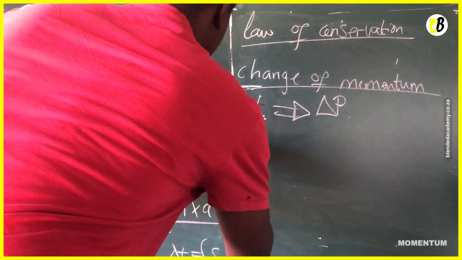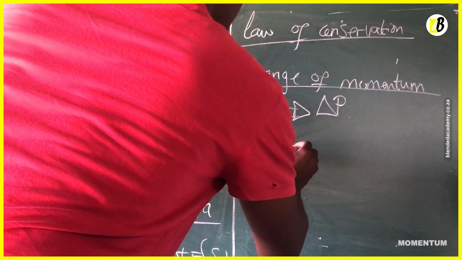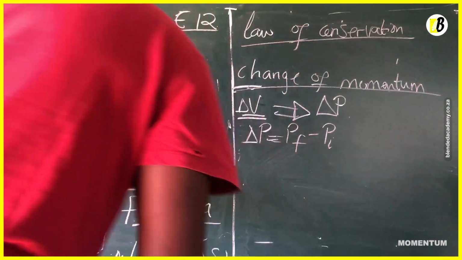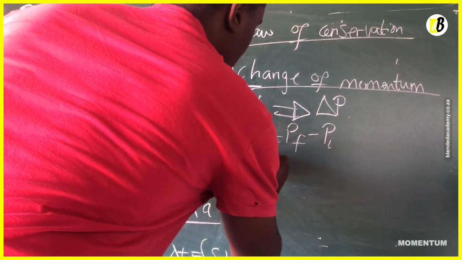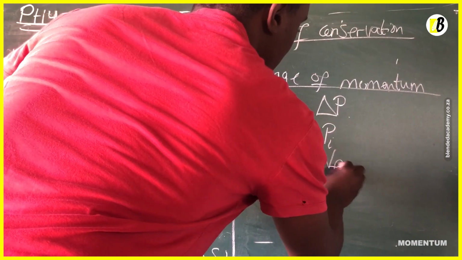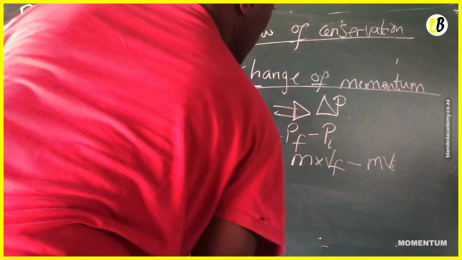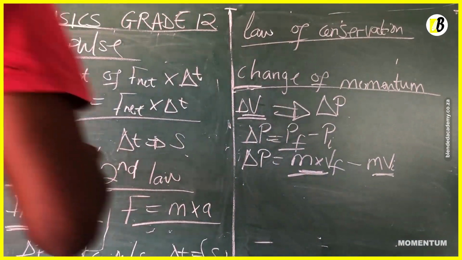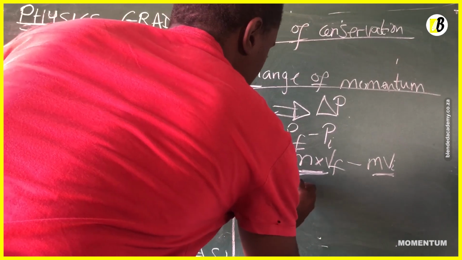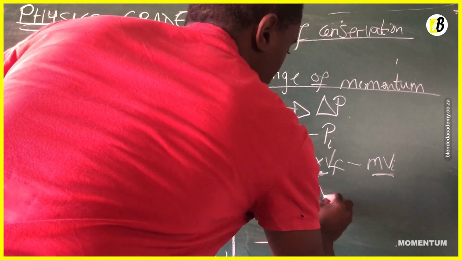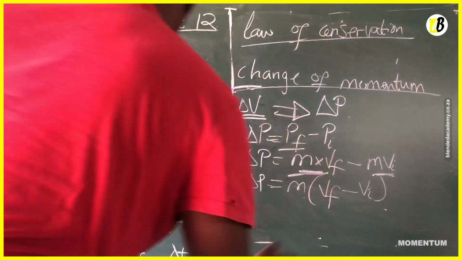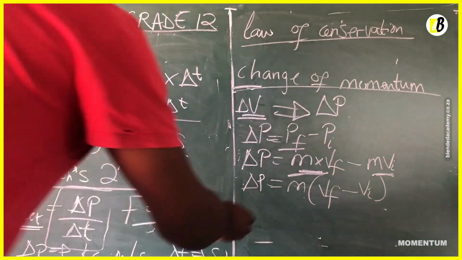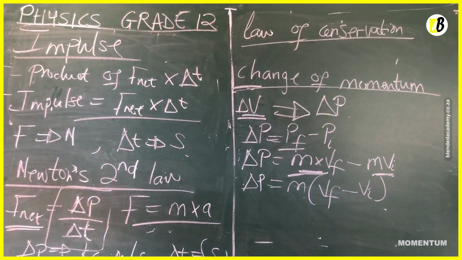Let me just write an equation here to show you how we're going to apply this. Change in momentum is equal to final momentum minus initial momentum. And then we're going to have mass times final velocity minus mass times initial velocity. So this is just your final momentum, that's your initial momentum. And then from here, you can take the common factor, which is your mass, assuming that the mass doesn't change. So final velocity minus initial velocity. That's our change in momentum. And then you also need to remember the SI units for all these quantities here.